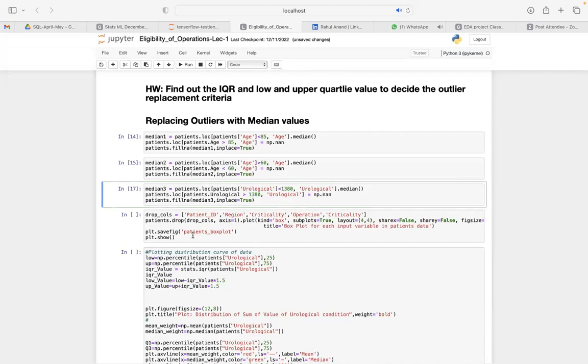Rahul, I have one question. Yep. This is also known as the end of distribution method to replace the values, correct? Yes. So basically we are taking mean plus 3 sigma and mean minus 3 sigma. Yes. Like that? Yes. Okay.